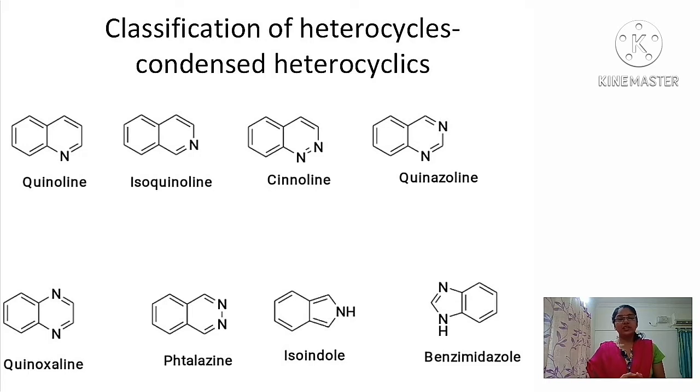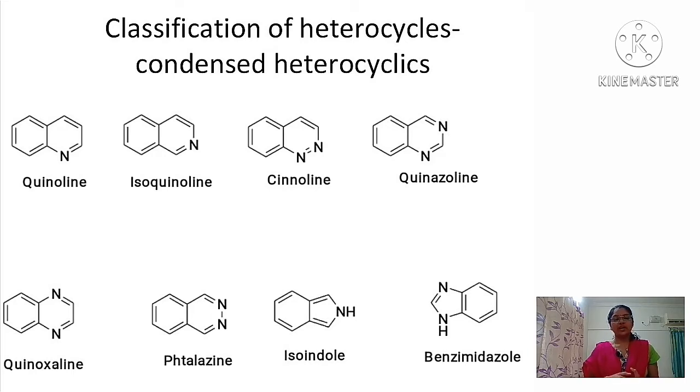Next we can move to the third classification of heterocycles, that is condensed heterocyclic compounds. A condensed heterocyclic compound contains two or more fused rings, which may be partly carbocyclic or partly heterocyclic. One important example is quinoline. In quinoline, a benzene ring is fused to a pyridine. So one ring is completely carbocyclic in nature and the other part is heterocyclic. Quinoline can exist in another isomeric form, isoquinoline, where the position of the nitrogen atom is different.